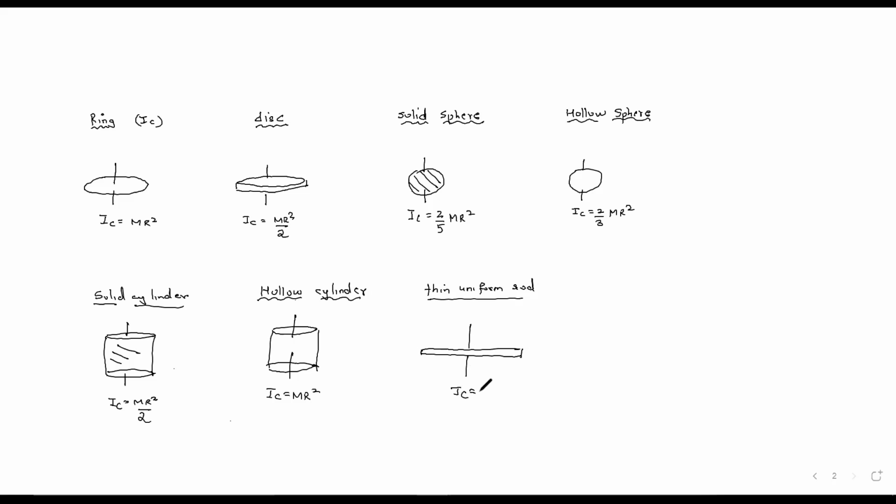It is ml square by 12. L is the length. Yes or no? Yes, sir. Similarly, we have a thin plate of length L and breadth B. Moment of inertia IC will become m by 12 times L square plus breadth square.